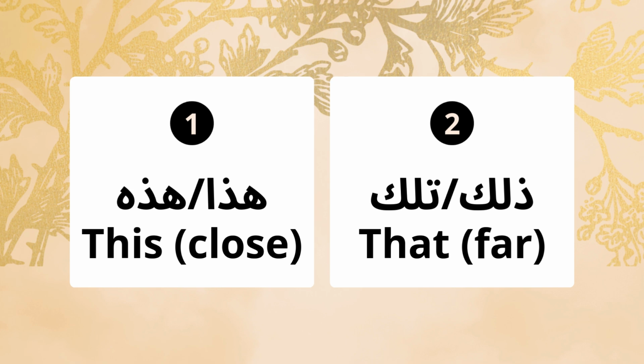This is the main point of the chapter. هذا and هذه are used with this. هذا is masculine, whereas هذه is feminine. ذلك and تلك are used for that. ذلك is masculine and تلك is feminine.